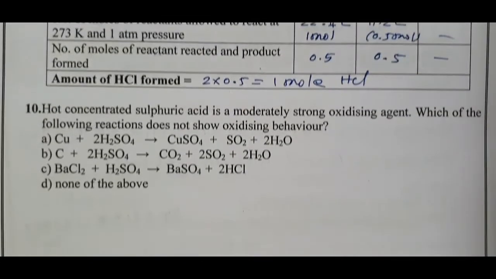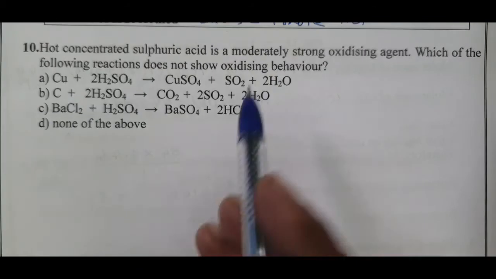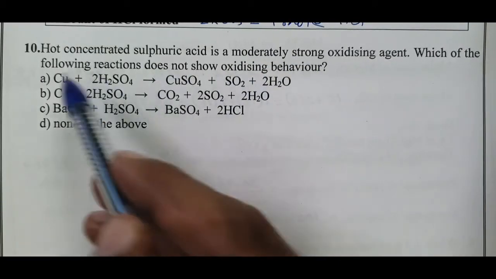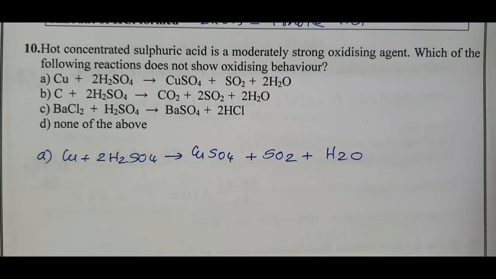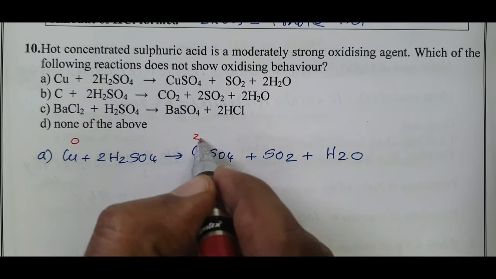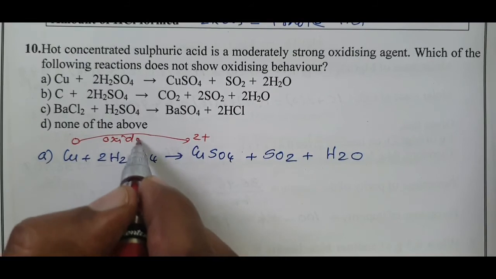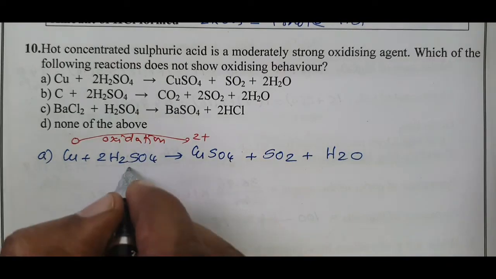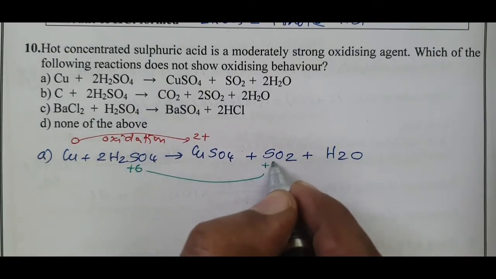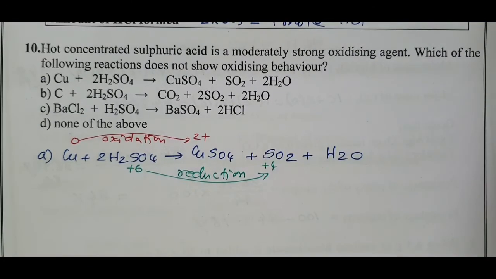Come to one more question, number 10. Hot concentrated sulfuric acid is a moderately strong oxidizing agent. Which of the following reactions does not show oxidizing behavior? In the first equation, copper treated with hot concentrated sulfuric acid goes from 0 oxidation state to 2 plus. When you move from left to right, the oxidation number increases, therefore it is called oxidation. And in sulfuric acid, sulfur in plus 6 oxidation state is reduced to plus 4 oxidation state in sulfur dioxide. This is called reduction. A decrease in oxidation number is called reduction.